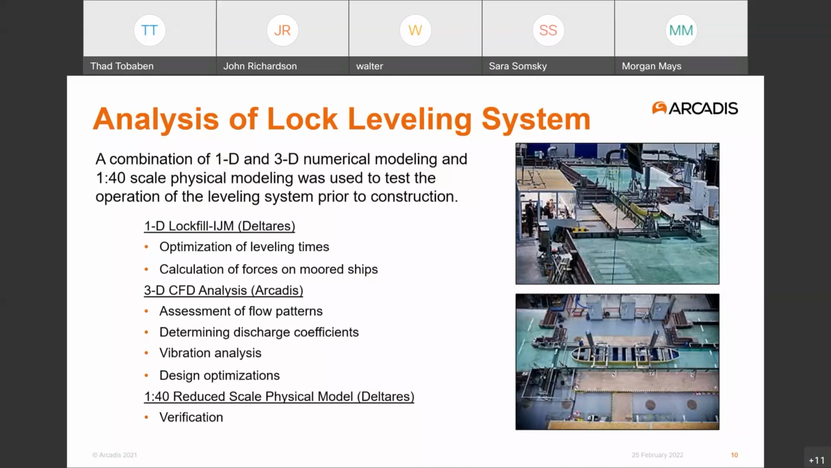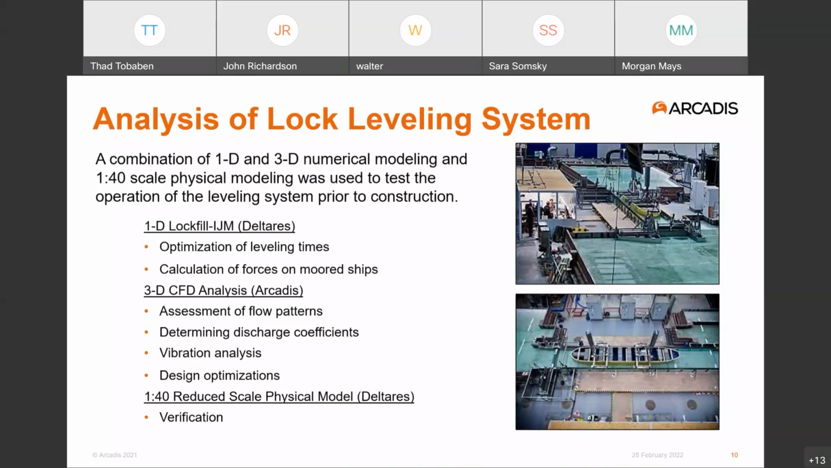So in summary, we had a hand-holding exercise between the 3D calculations and the 1D work that's traditionally done. And in parallel with this, a 1:40 scale physical model of the facility was also constructed. And at the end of the day, verification tests were done with the physical model to support the results of the numerical work.